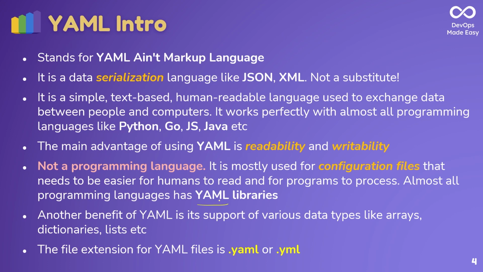So it is very easy for all the programming languages to read and write YAML files and also to serialize or parse the YAML files. Another benefit of using YAML is its support for various data types. In the coming sections, we'll see what data types are supported by YAML, like lists, arrays, dictionaries, integers, strings, etc. And the file extension for YAML is either .yaml or .yml. It is entirely our choice.